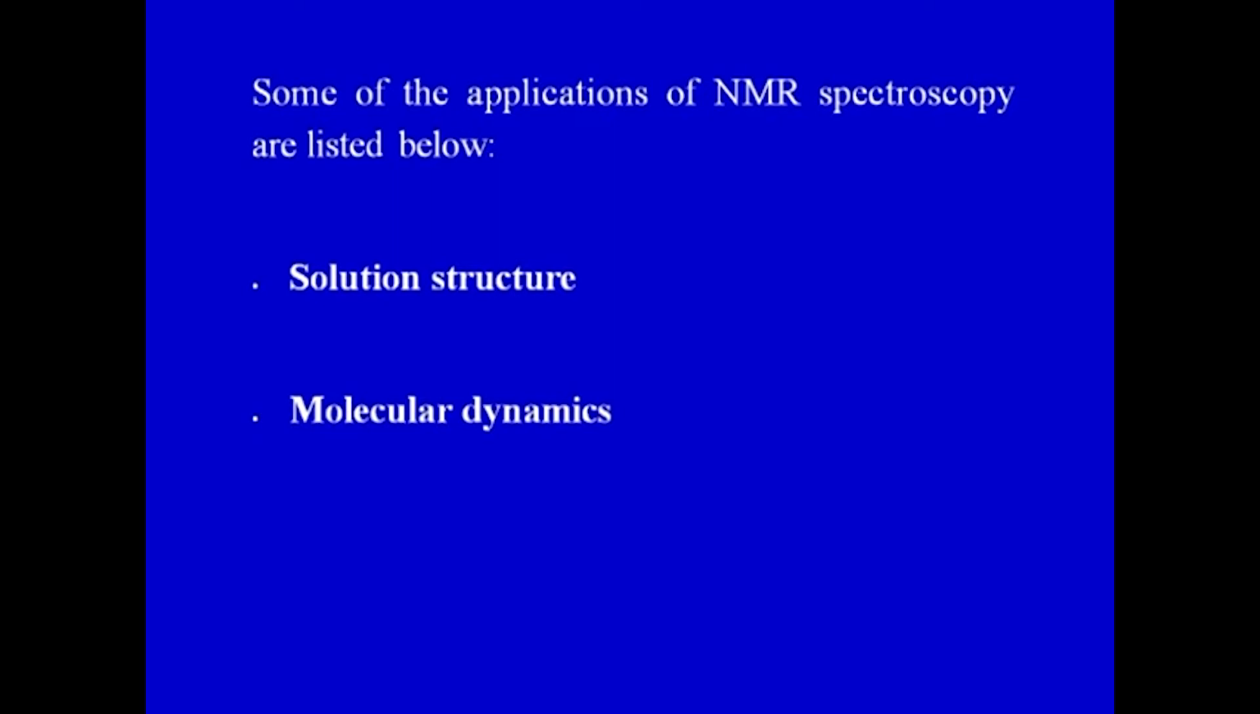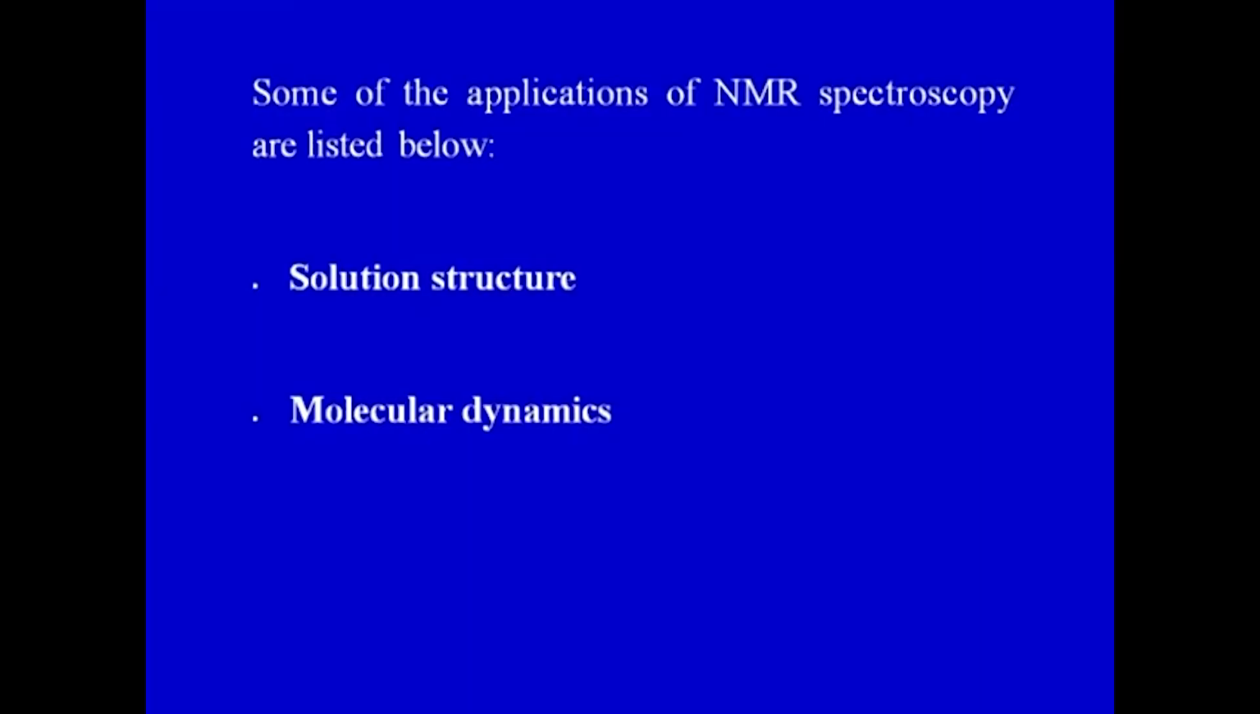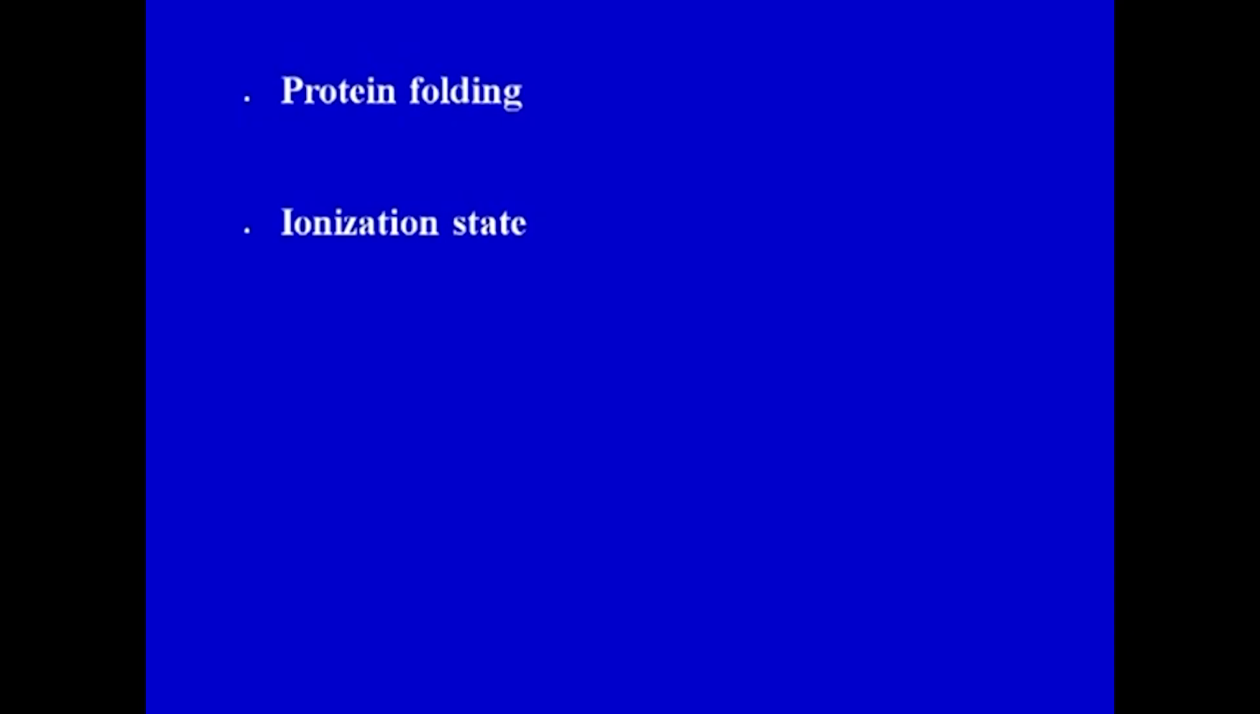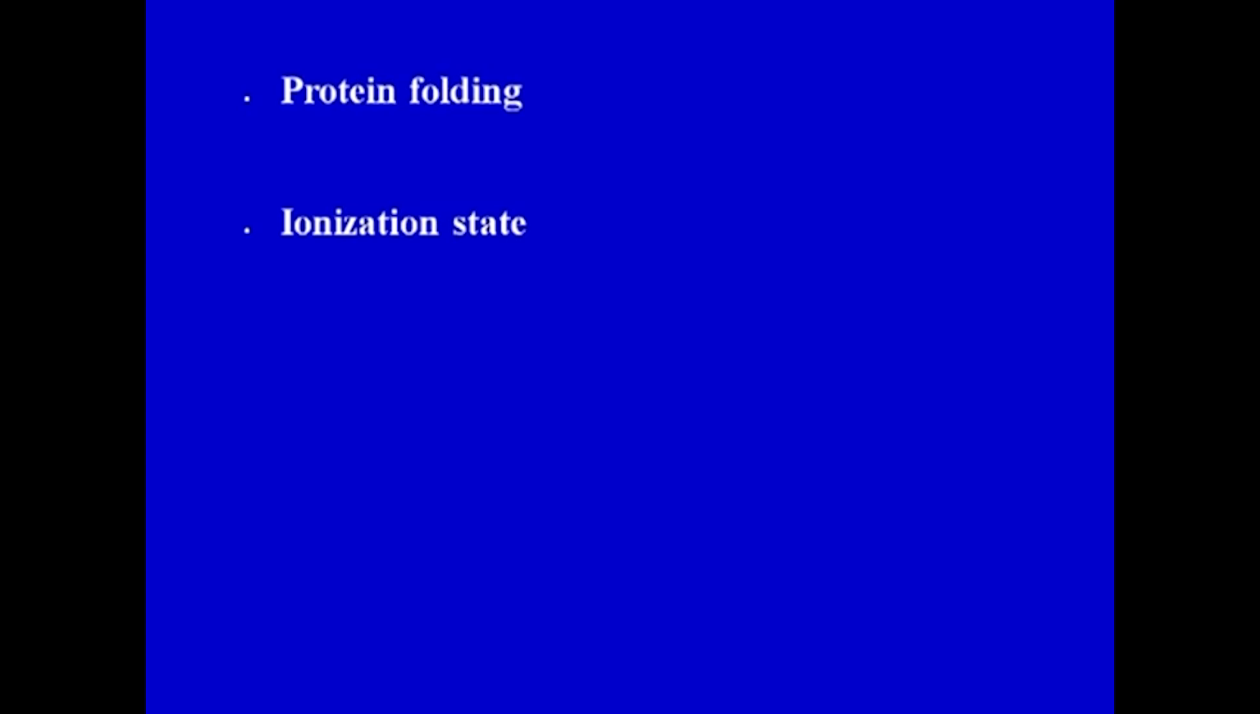Some of the applications which are very important, in very short: one is the solution structure, which could be determined for various kinds of molecules. Then molecular dynamics could be performed for motional properties of biomolecules. Protein folding could be studied, which is very powerful for determining intermediates in folding. Then ionization states could be determined, that is chemical properties of functional groups in biomolecules, such as ionization states of ionizable groups in the active site of enzymes, and a lot of other analyses could be done.